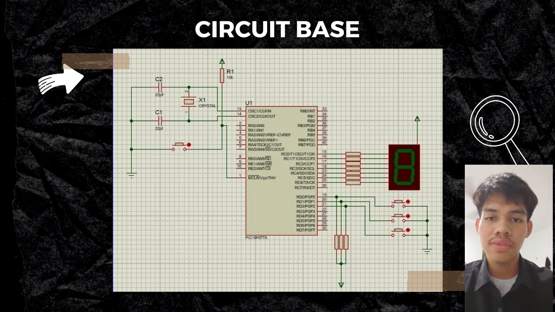Pins 15, 16, 17, 18, 23, 24, 25, 26 connect to resistor and connect to the 7-segment and connect to power. Pins 19, 20 and 21 connect to resistor and power and connect to switch button and connect to ground.